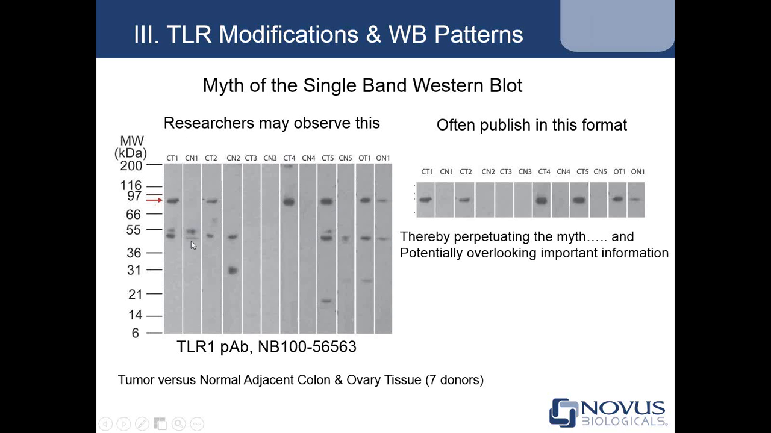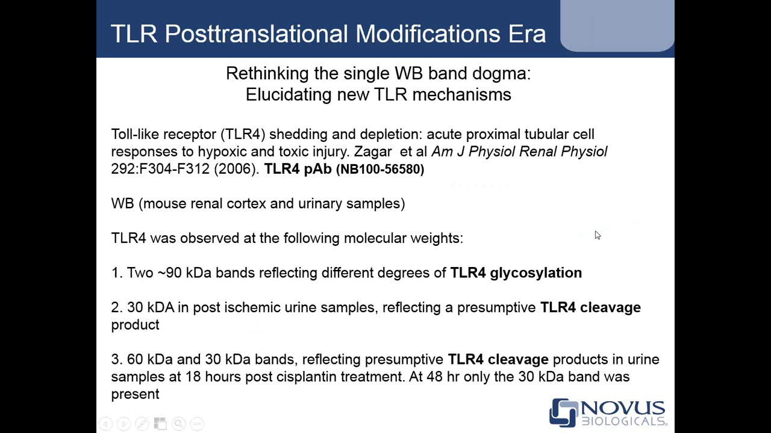And so if we cut out bands, we may miss some of this important data, and we may not yet know what the importance of this data means if we only show bands like this. So in looking through the literature, we can actually find that the TLRs are published with a number of important findings, and I'm just showing you a few examples.